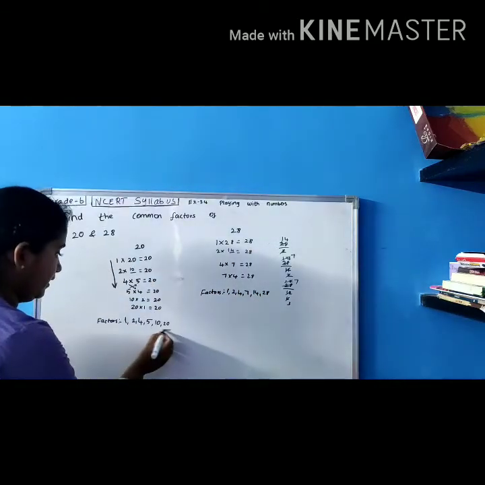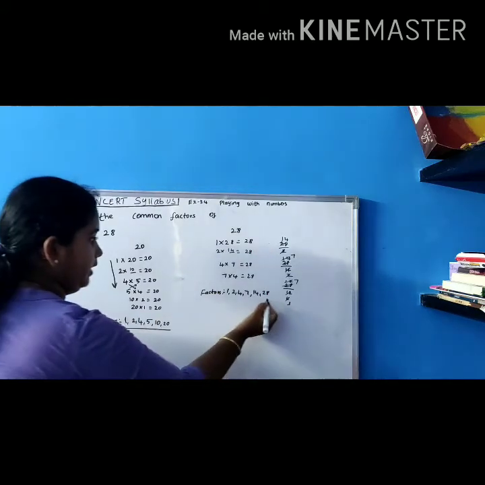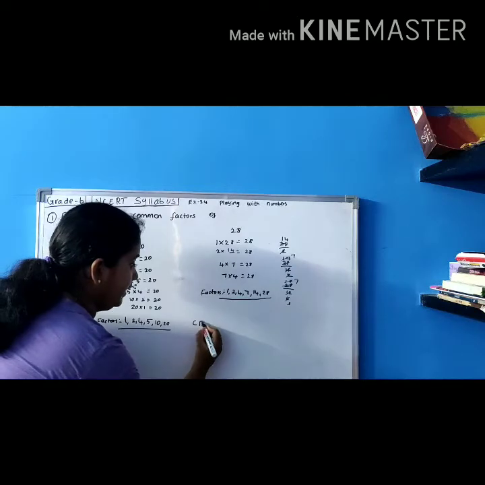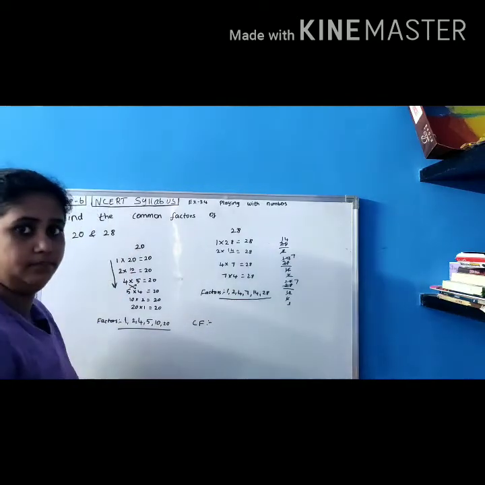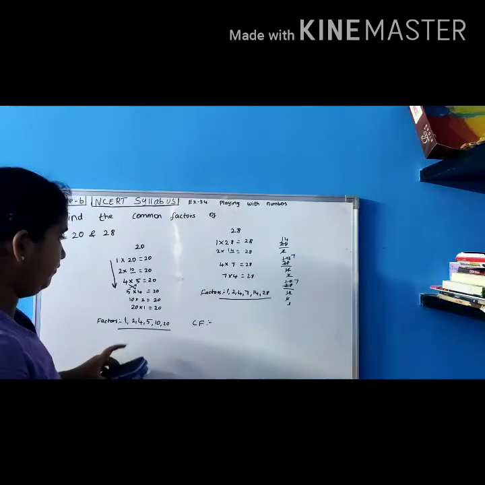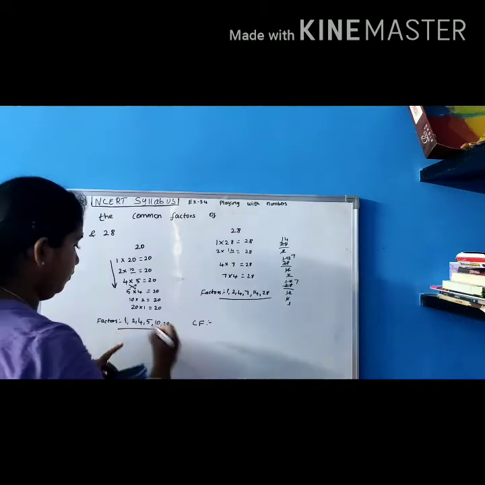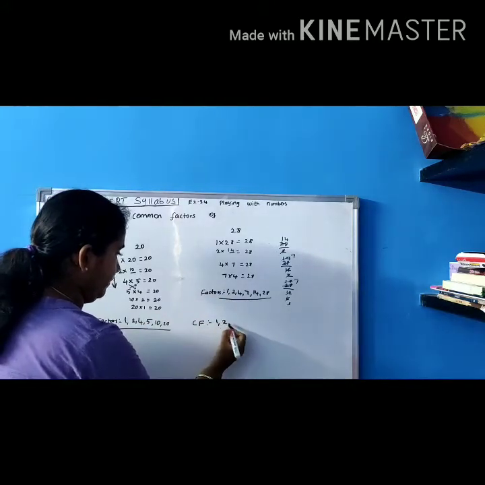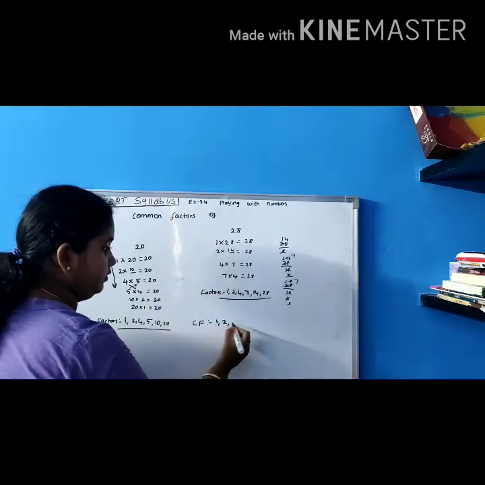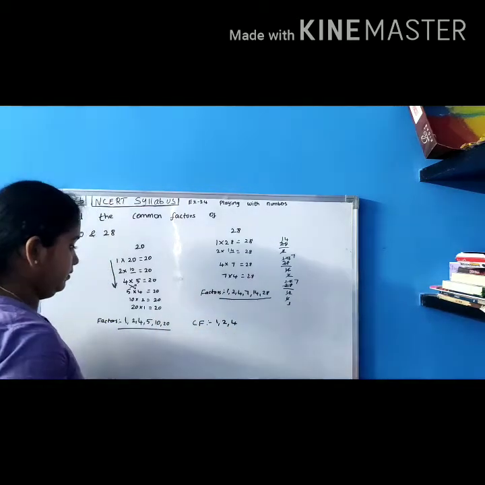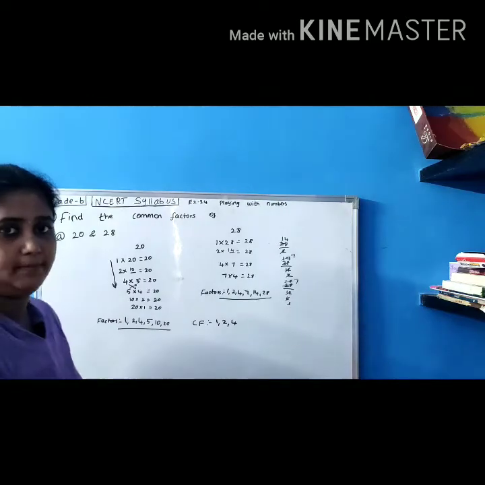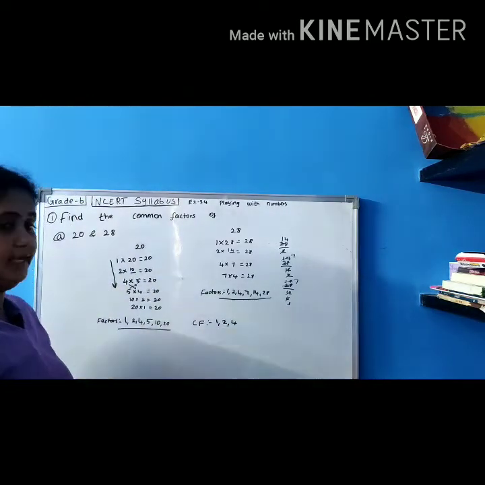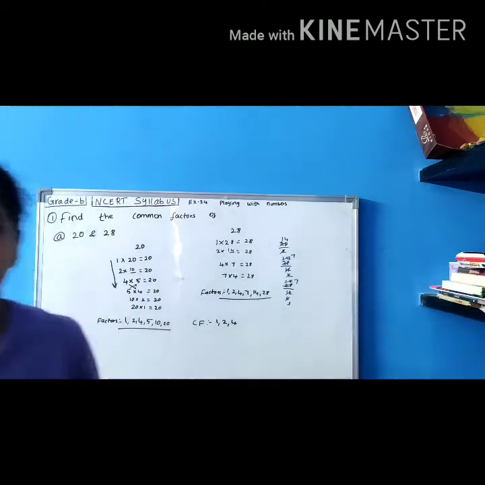Now I got the factors for 20 and I got the factors for 28. Now I am going to compare and write the common factors. Did you understand? Common factor is what? 1 is there in both, so I am writing. 2 is also there in both, so I am writing. 4 is also there in both, so I am writing. The remaining are different numbers. So this is the common factor for the given numbers 20 and 28.